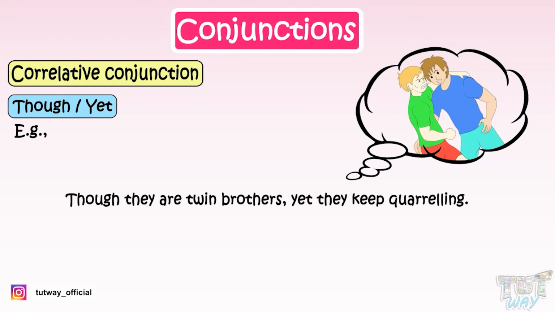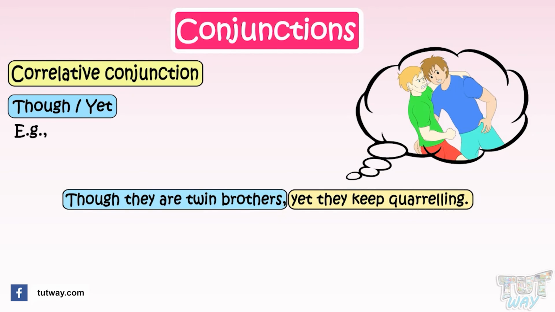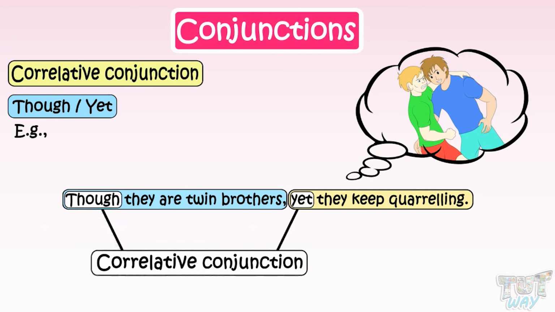Here, the first sentence says that in spite of being twin brothers, the two boys keep quarreling. So the boys quarrel even though they are twin brothers. That is why the conjunction though yet is used. Let's see some example sentences in which though yet is used.